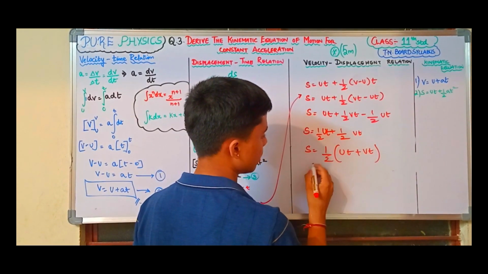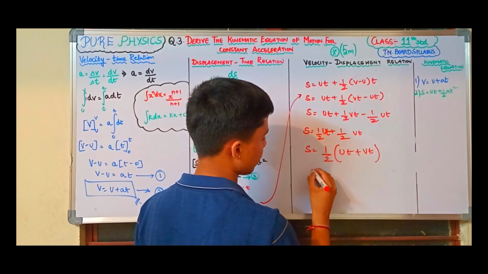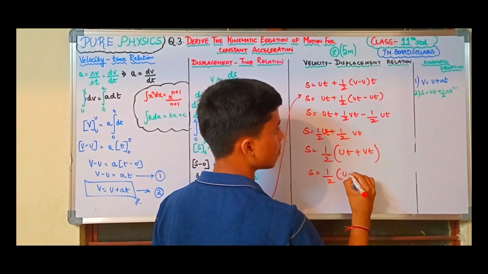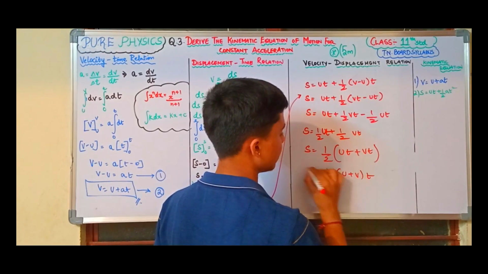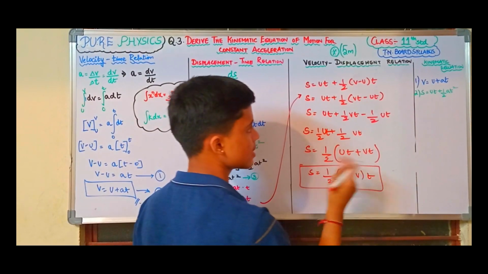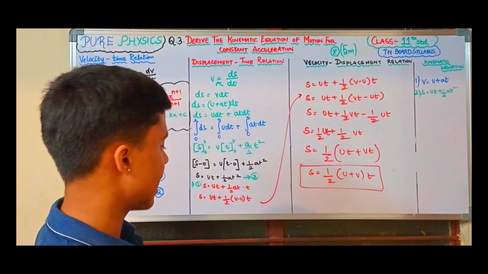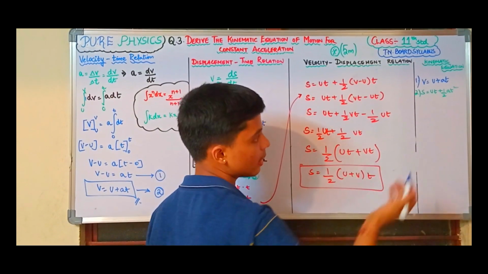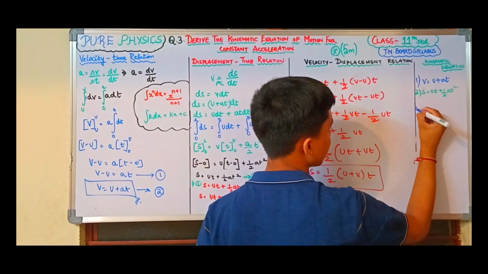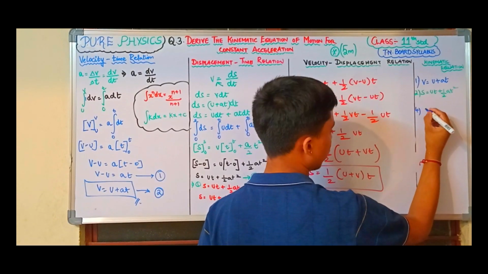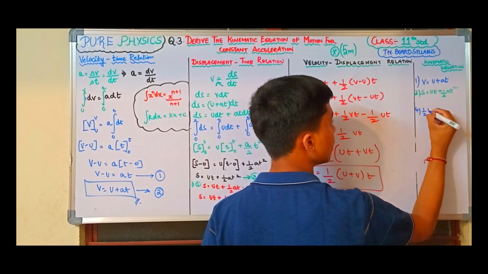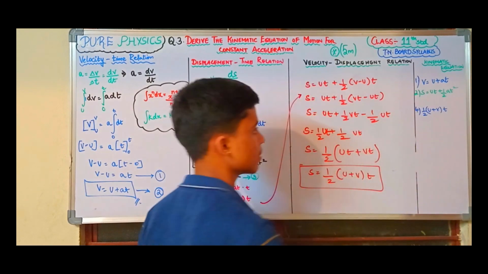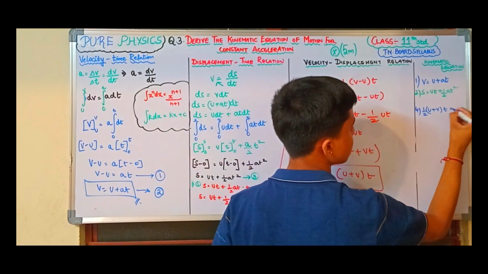Again you will take common value t. So s is equal to 1 by 2 u plus v into t. So this is my third kinematic equation. According to our book order, it is actually the fourth equation, so I'll write it as fourth: 1 by 2 u plus v into t.